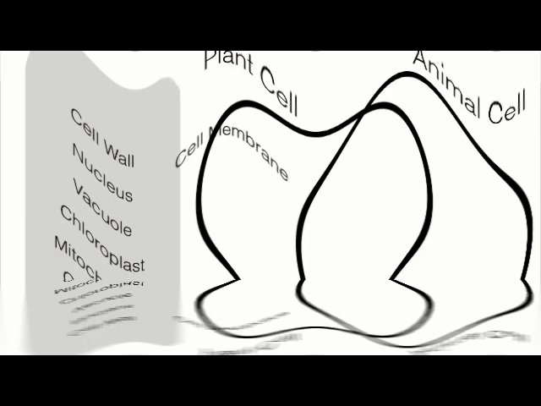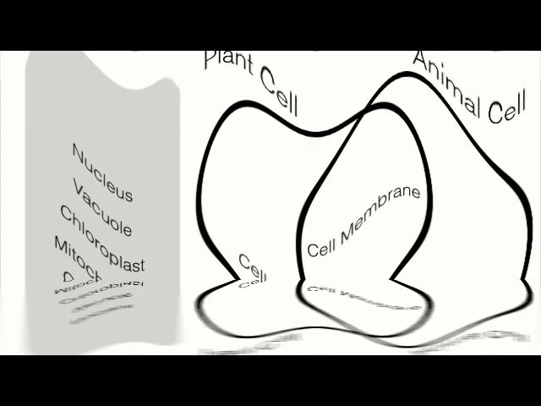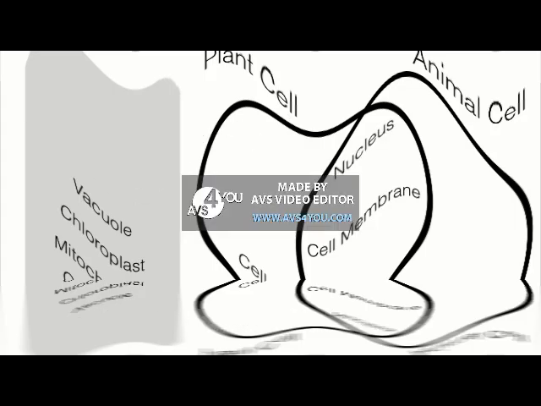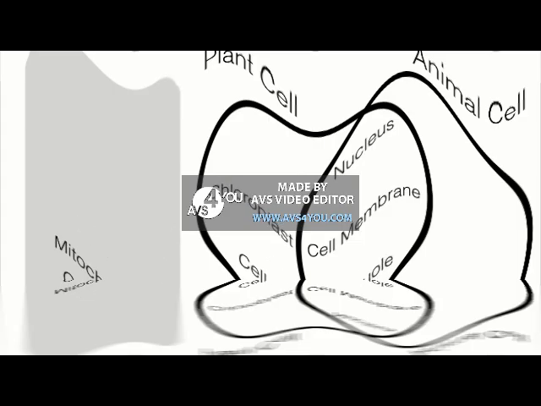Plant and animal cells are both similar and different. Both plant and animal cells have a cell membrane. However, there's only a cell wall in plant cells. A nucleus can be found in both plant and animal cells along with a vacuole. Chloroplasts are only found in plant cells. Cytoplasm and mitochondria are in both plant and animal cells. Parts of a cell.